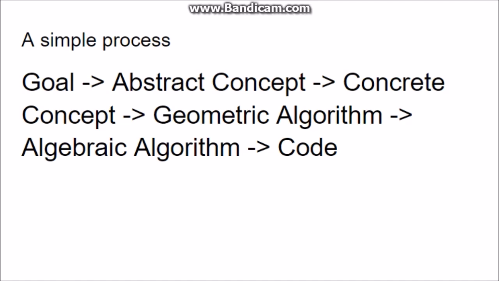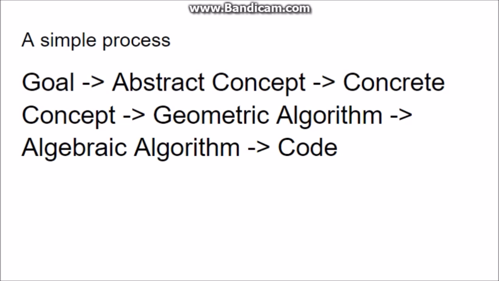A good method for taking intuitive ideas and making them into algorithms can perhaps be summarized by a simple process. We start with a goal, we move to an abstract concept, we move to a more concrete concept, which then becomes a geometric algorithm, an algebraic algorithm, and then finally we can code it. We've already made it about a third of the way.